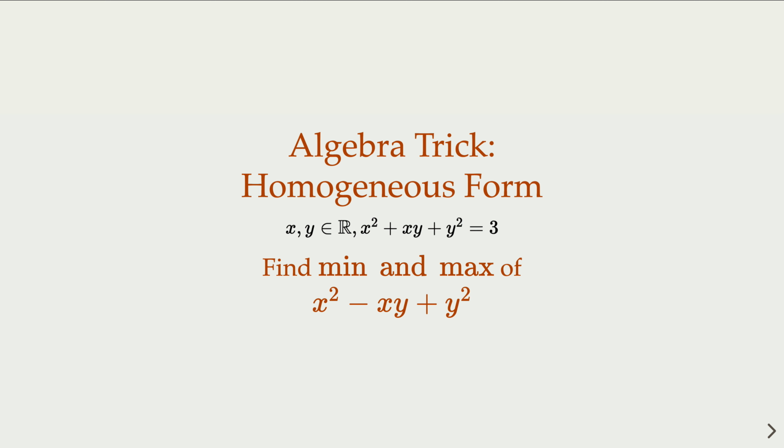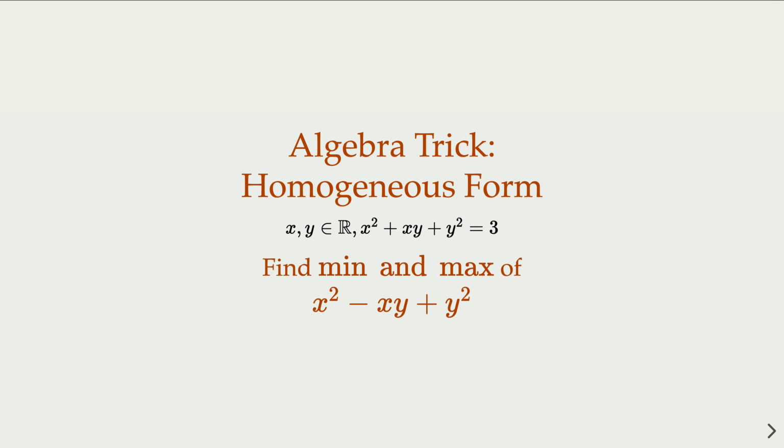This is the second method we try to solve this problem here with a quadratic constraint, that is x squared plus xy plus y squared equals 3, and we try to find the min and max of another quadratic here. Now notice, however, today we're going to use what is called a homogeneous form.